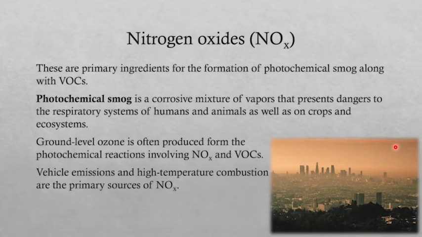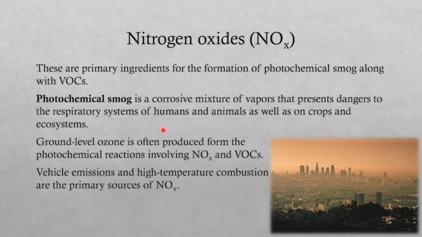Nitrogen oxides are the primary ingredients for the formation of photochemical smog along with VOCs. VOCs are volatile organic compounds. We will be discussing VOCs later. This is an example of a photochemical smog. A photochemical smog is a corrosive mixture of vapors that presents dangers to the respiratory systems of humans and animals as well as to crops and ecosystems. Photochemical smogs usually contain ozone, another criteria pollutant, as well as peroxyacyl nitrates and nitric acid.